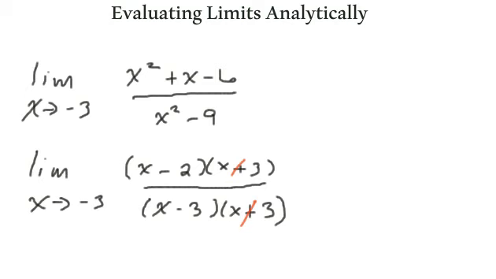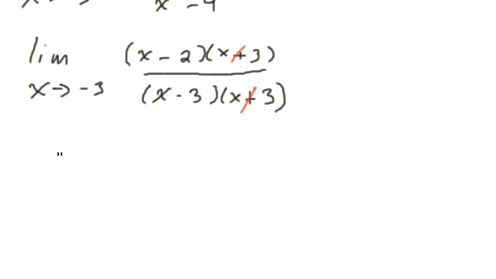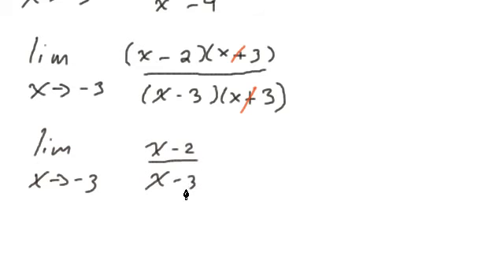Now I'm going to rewrite this limit. So we have the limit as x approaches negative 3. We have x minus 2 in the numerator and x minus 3 in the denominator. So now I'm going to go ahead and do the direct substitution, plugging negative 3 directly in.